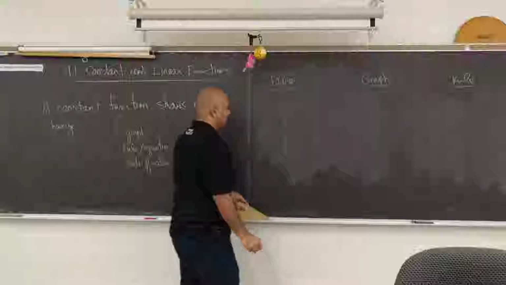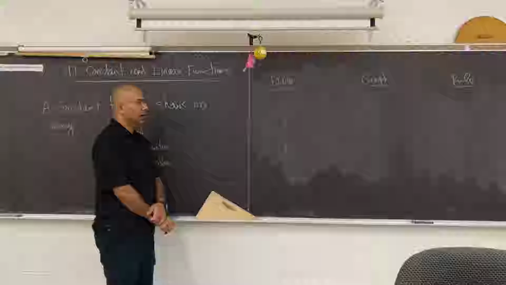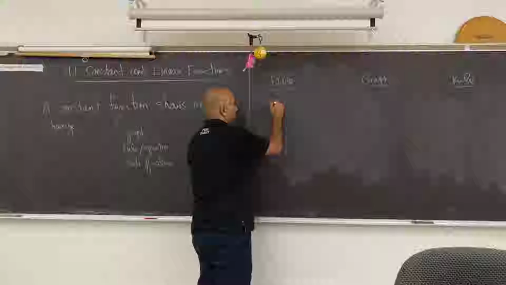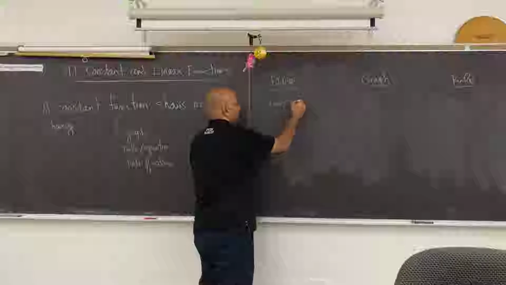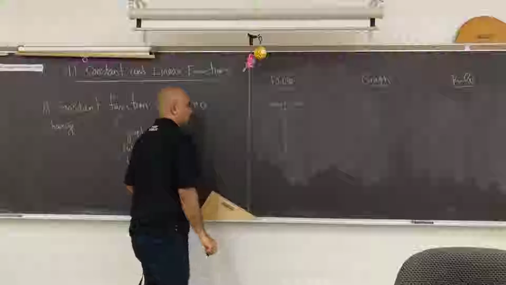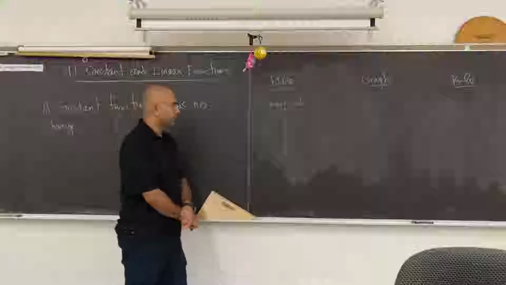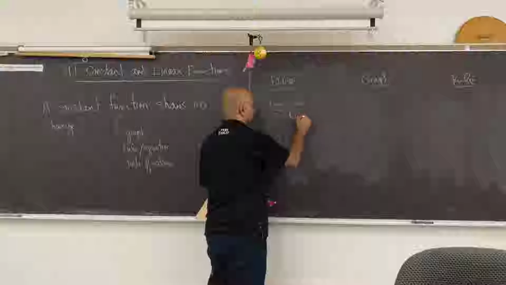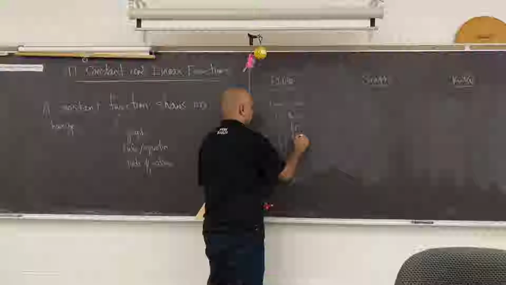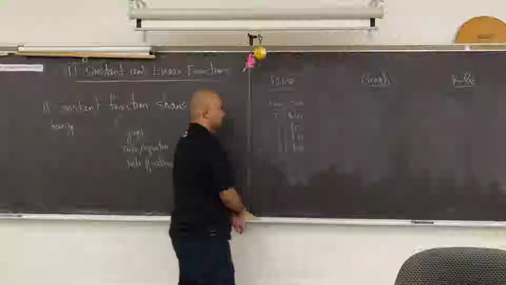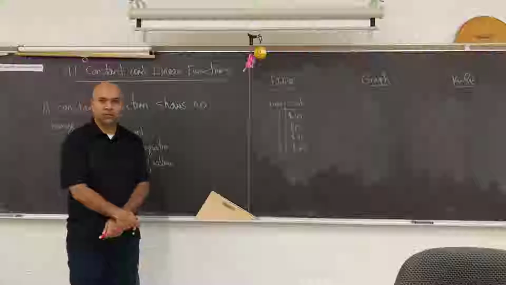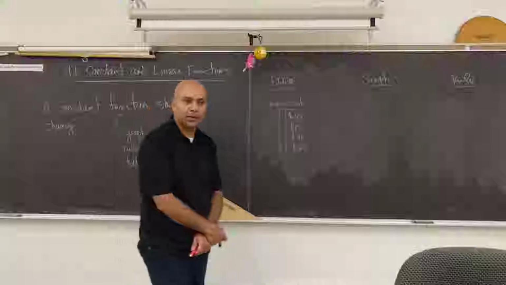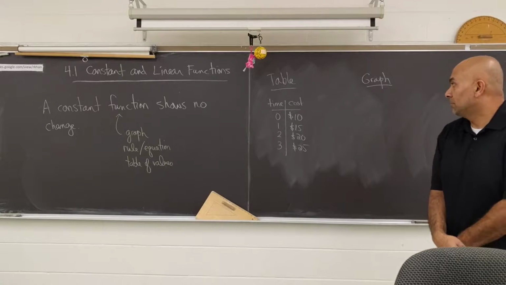So first things first, if I have a little table here, and in this table, let's just say in this column, this is, I don't know, time. And this is cost. And under time, I'm going to put numbers like 0, 1, 2, 3. And for cost, let's just keep it simple. Let's put $10, 15, 20, and 25. This could represent something. Maybe it's, I don't know, the cost to rent a bicycle, depending on the number of days you rent it for. Maybe that's what it represents.